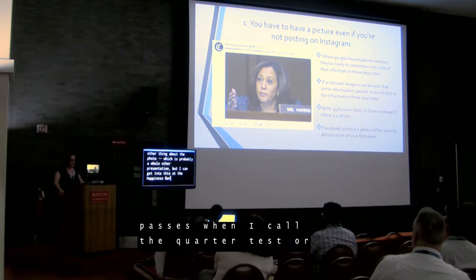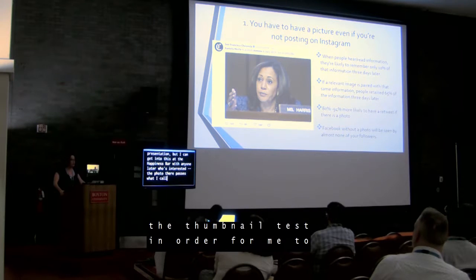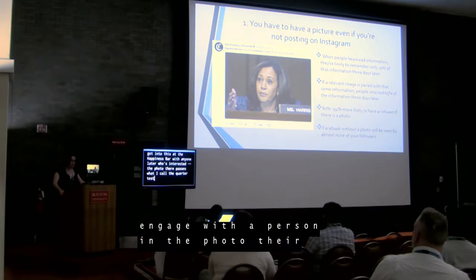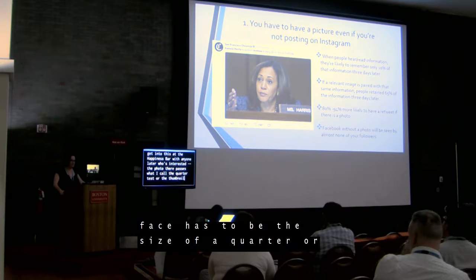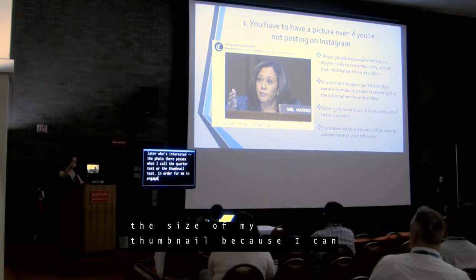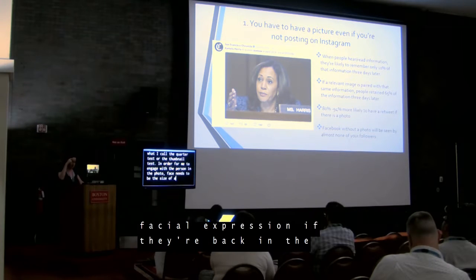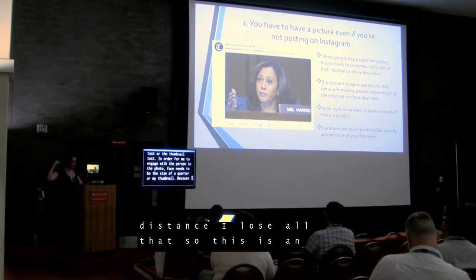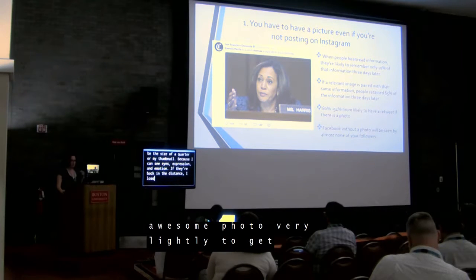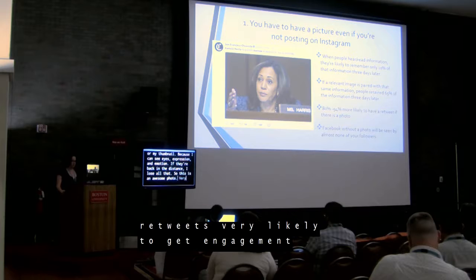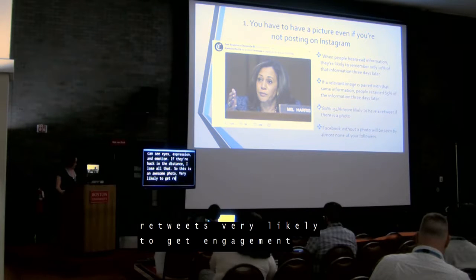The photo right there passes what I call the quarter test or the thumbnail test. In order for me to engage with a person in the photo, their face has to be the size of a quarter or the size of my thumbnail. Because I can see eyes, I can see emotion, I can see facial expression. If they're back in the distance, I lose all that. So this is an awesome photo, very likely to get retweets, very likely to get engagement.